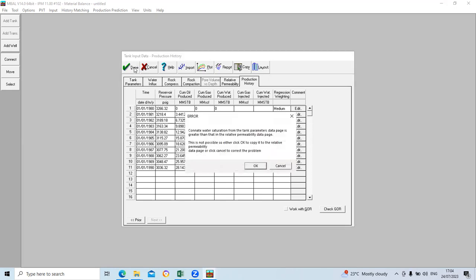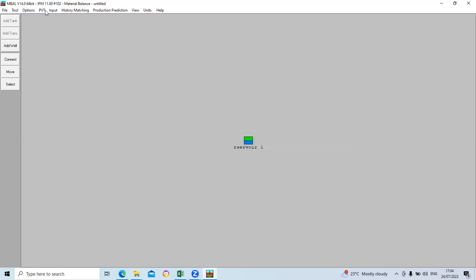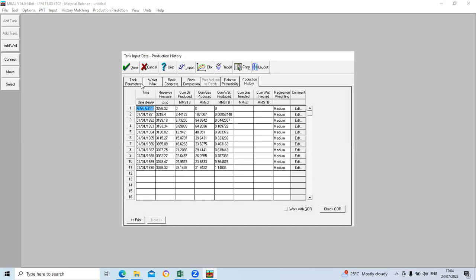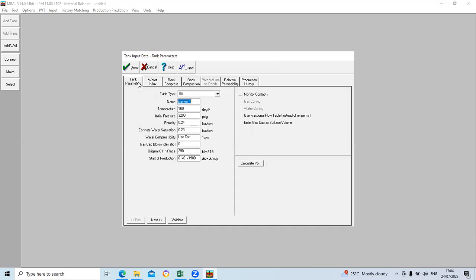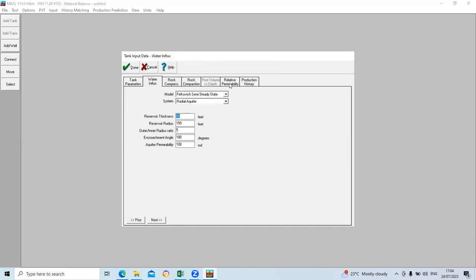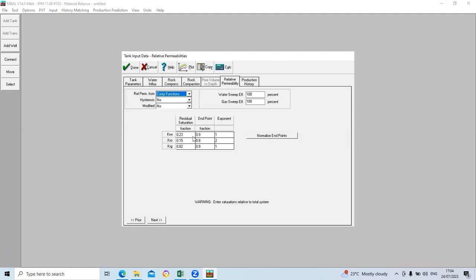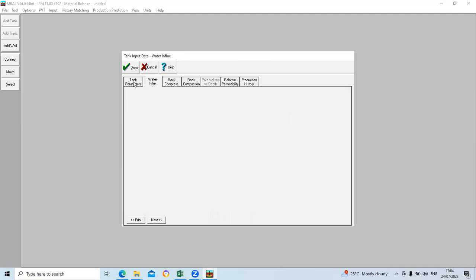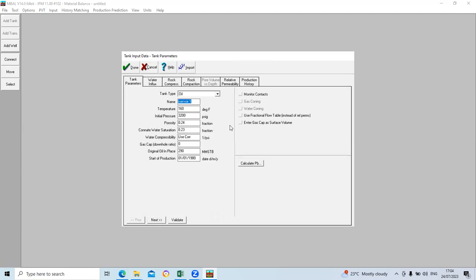Now, some parameters. Let's be sure that everything is okay. Is that 0.23? 0.23. All right.